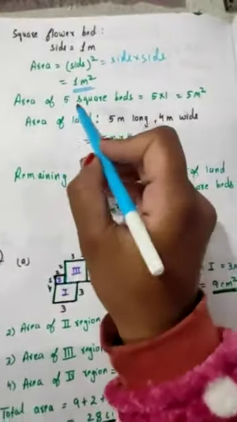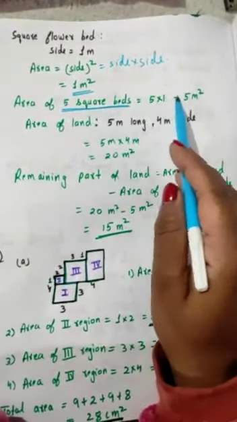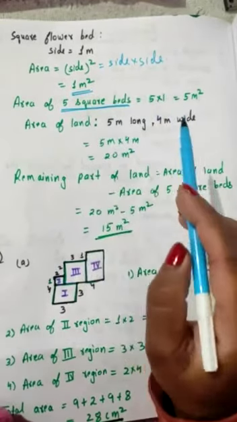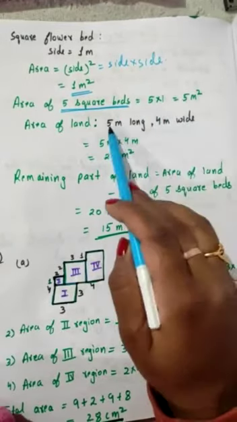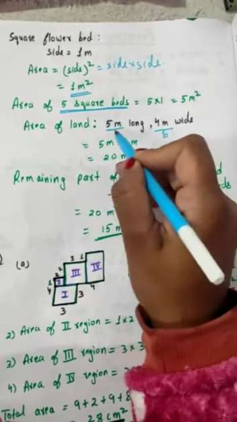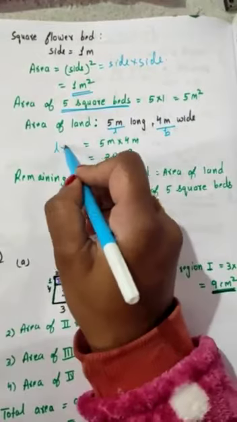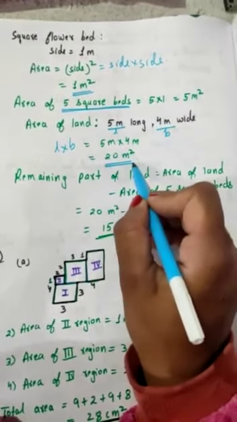So total आपके पास 5 flower beds you have to make. So 5 into 1 will be 5 meter square. और जो land है on which you are making the flower beds, it is 5 meter long and 4 meter wide. That means 5 meter is the L and 4 meter is the B. And you know area is L into B, which will be 5 into 4, which will be 20 meter square.